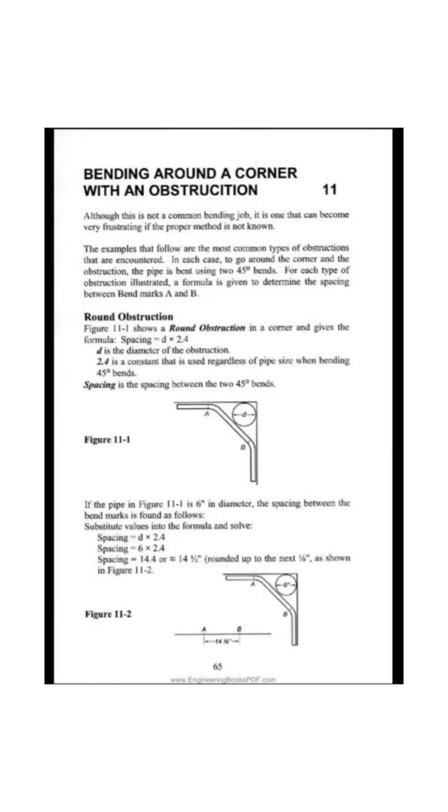Spacing equals D times 2.4. D is the diameter of the obstruction. 2.4 is a constant that is used regardless of pipe size when bending 45 degree bends. Spacing is the spacing between the two 45 degree bends. If the pipe in figure 11-1 is 6 inches in diameter, the spacing between the bend marks is found as follows.